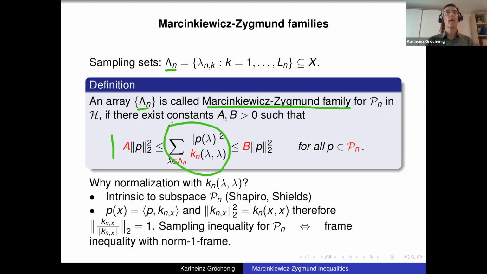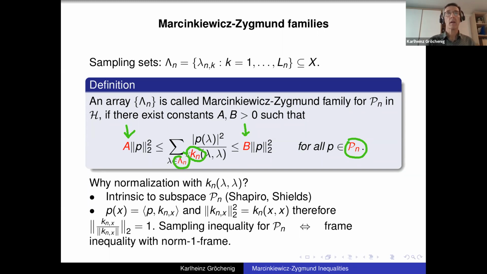Again, here in the middle, you have the sampled L2 norm of a function p in the nth subspace. This L2 norm comes with a weight, and that weight is the intrinsic reproducing kernel on the diagonal at the sampling point lambda. The sum goes over the nth layer of the Marcinkiewicz-Zygmund family, and this sampling inequality should hold for all elements in the nth subspace. Okay, so here I have circled the three ingredients that depend on the n: subspace, reproducing kernel, and sampling set. What should not depend on n are the two constants. It's essential in this definition that these constants are independent of n.